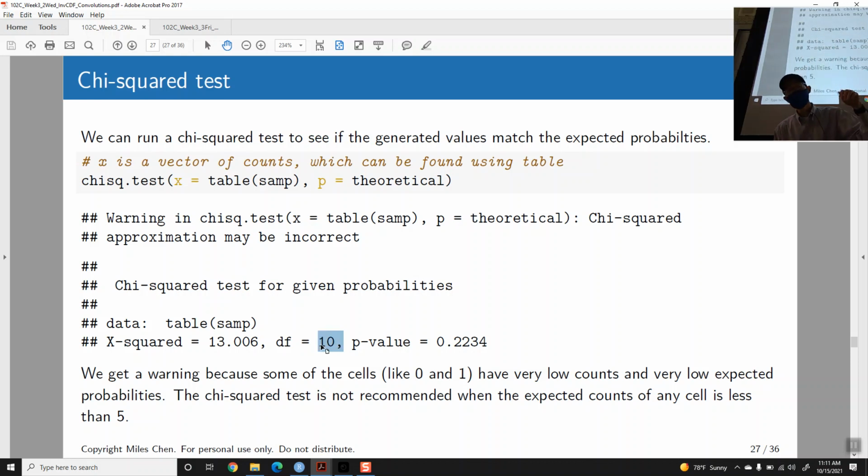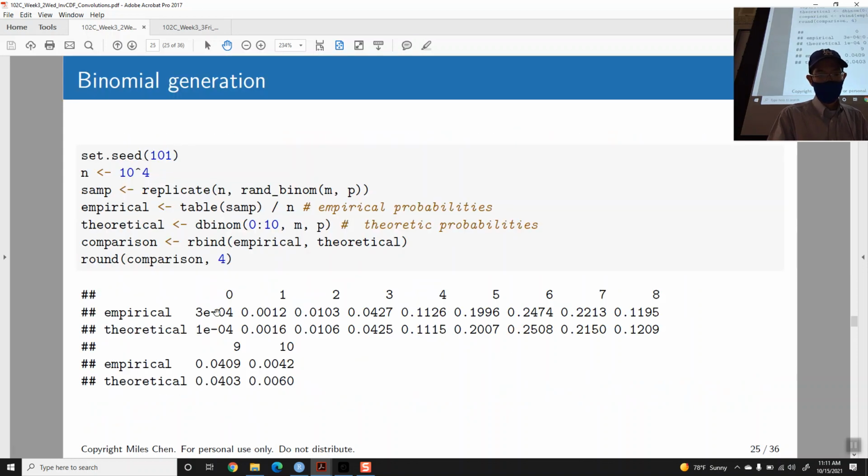With 10 trials, we can get anywhere from 0 to 10. So that's 11 possible outcomes. I'm going to have 10 degrees of freedom. And the reason why I'm getting this chi-squared approximation being incorrect is because if we look at my theoretic counts, theoretic probabilities, how many times am I expecting to get 0 heads out of 10 flips, right? If the probability of getting heads is 0.6, how many times should I get 0? That's going to happen very infrequently, okay? I'm expecting it to happen less than 1 time, or around 1 time out of 10,000, something around there.